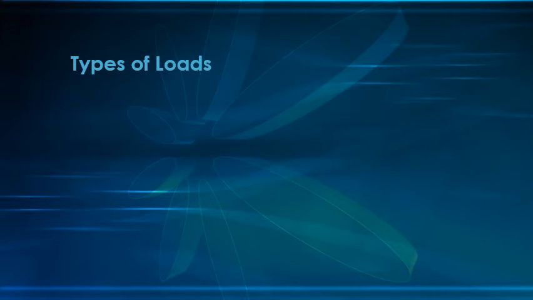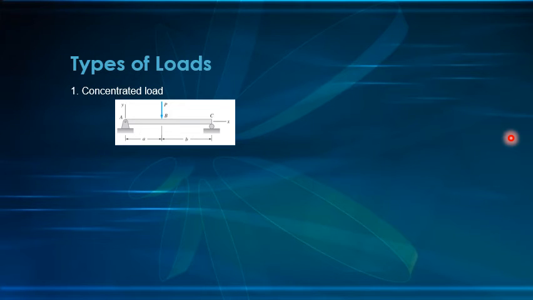There are different types of loads as well. We have the first one, concentrated load. So when we say concentrated load, it acts at a point in a beam. So example is this one. So it acts at a point. Naka-concentrate yung load at a certain point. That is a concentrated load.